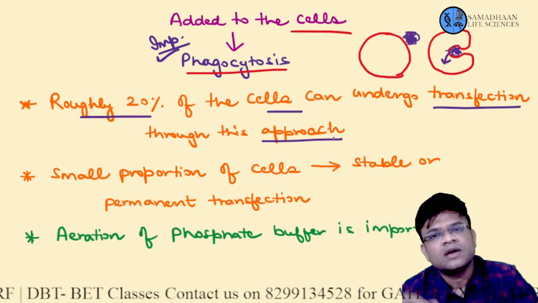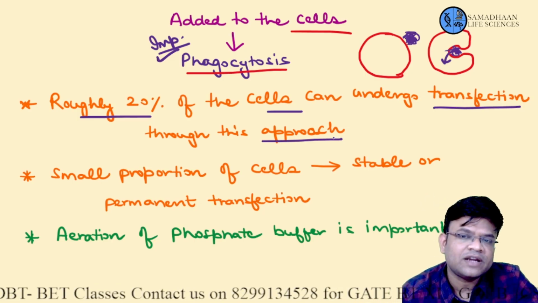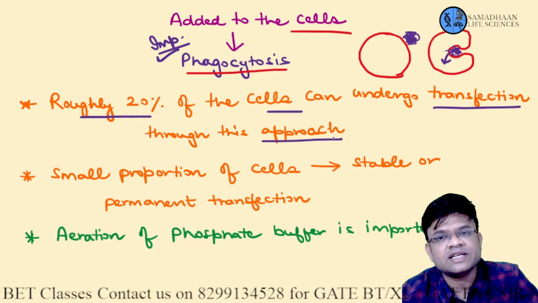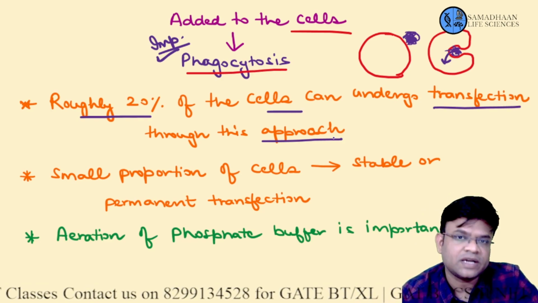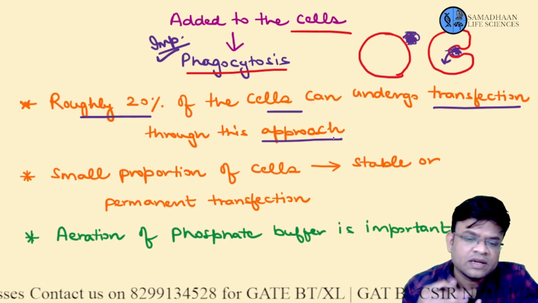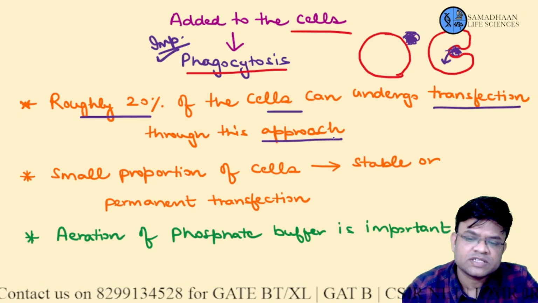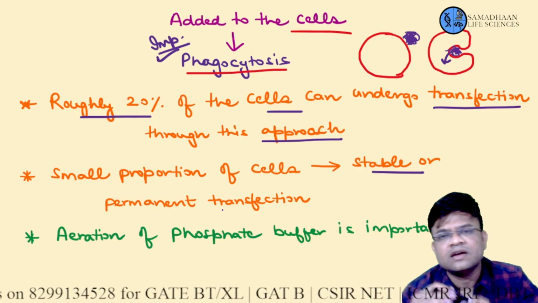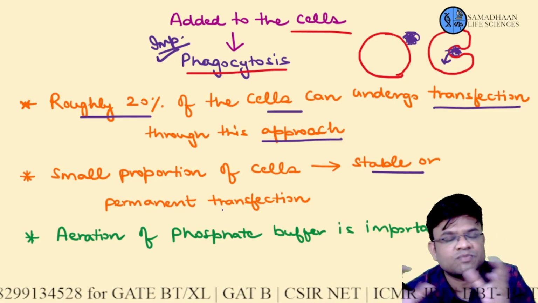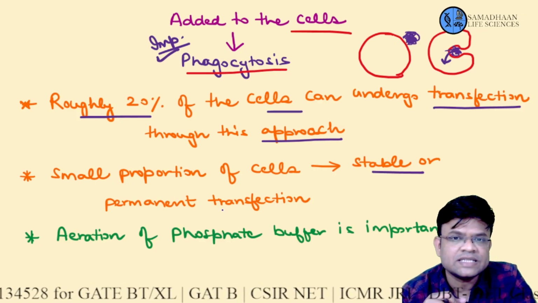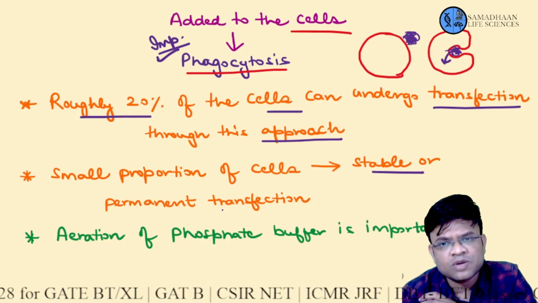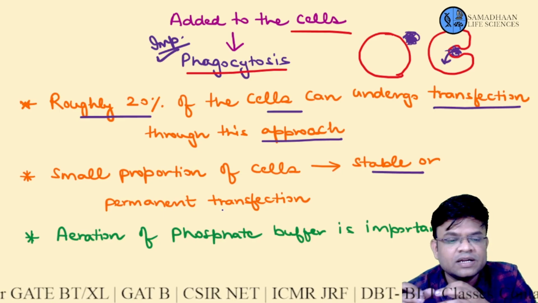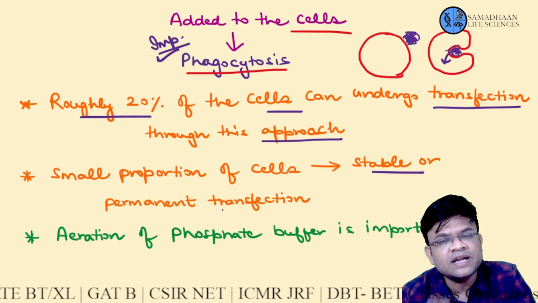But later on, as the protocol got modified, more than around 20% of the cells started getting transfected. So this is an important thing. Next is small proportion of the cells stable or permanent. I mean to say is that a small proportion of the cells, now suppose you are taking 100 cells in original, a small proportion out of these cells will undergo stable or permanent transfection.